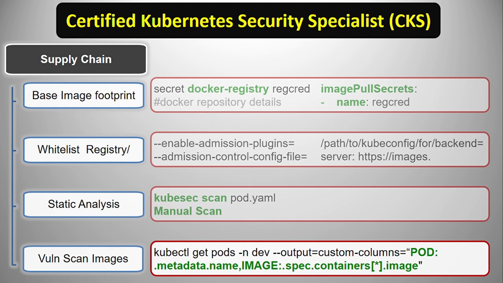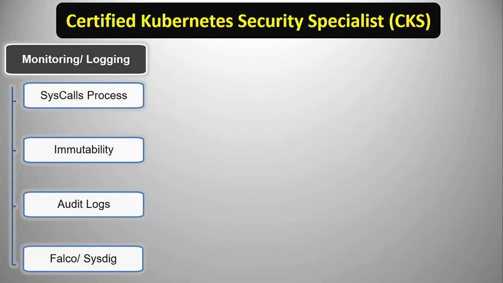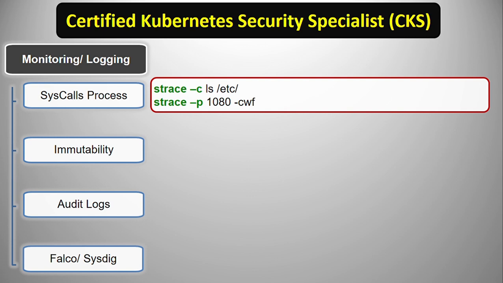The last domain is monitoring, logging, and runtime security with 20% weightage, covering behavior analytics of syscall and file activities, ensuring immutability of containers, and, in the end, audit logs. A system call is a programmatic way in which a computer program requests a service from the kernel of the operating system where it is executed. The strace command can be used to check the interaction of a program with the kernel. Different variations of usage of the command are flashed on the screen.